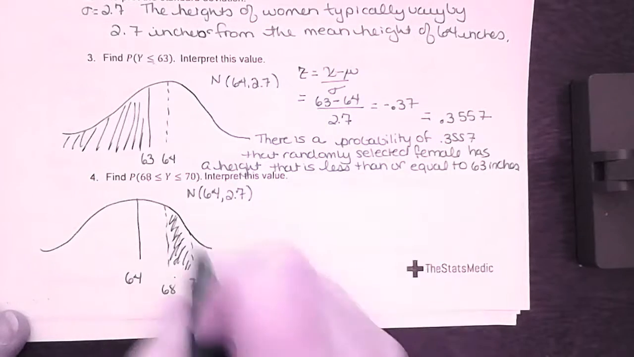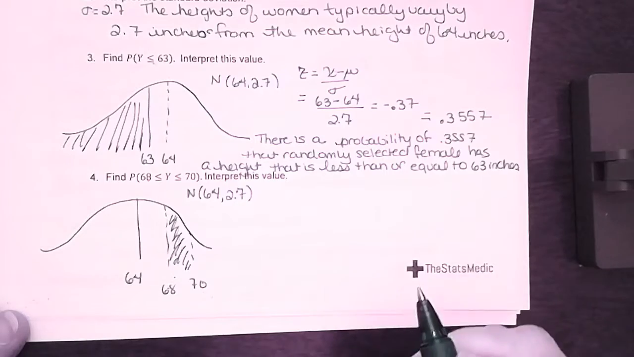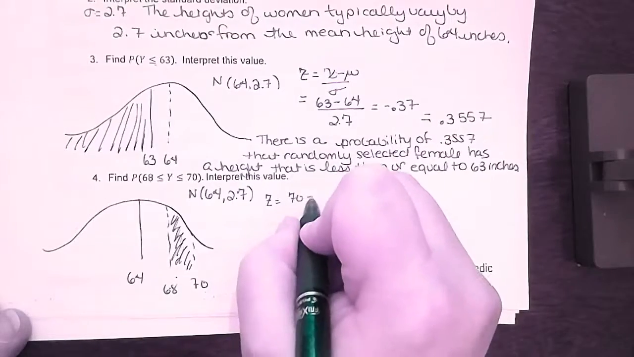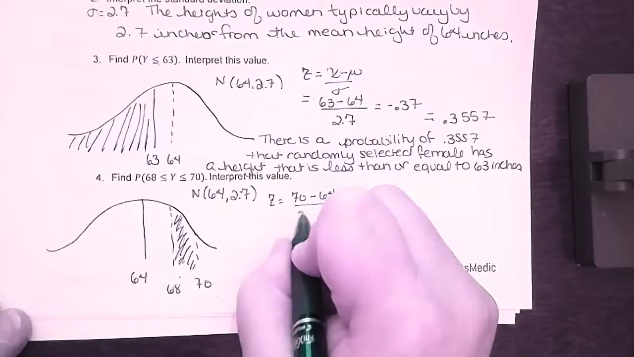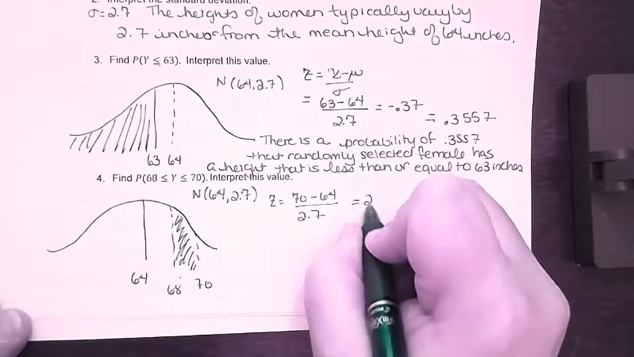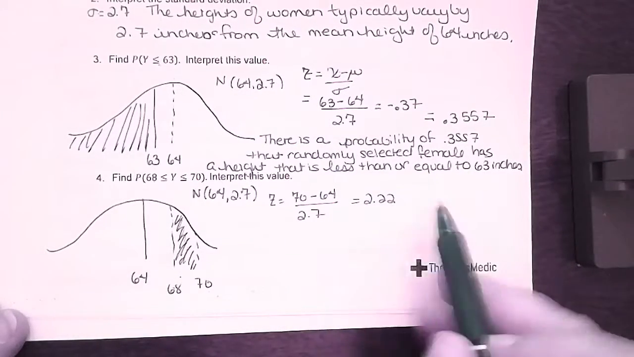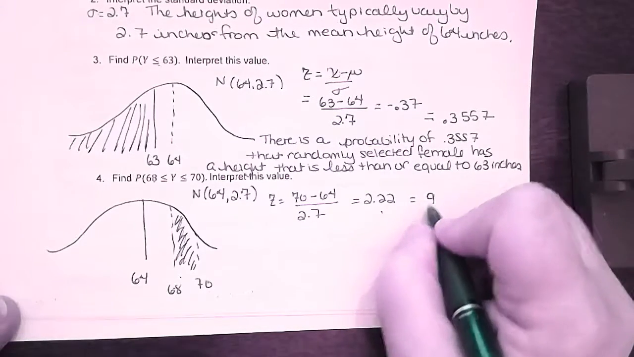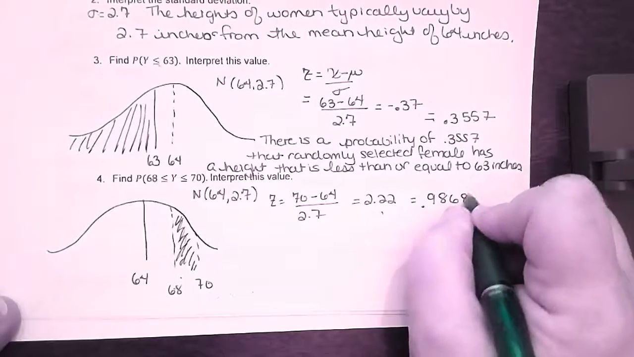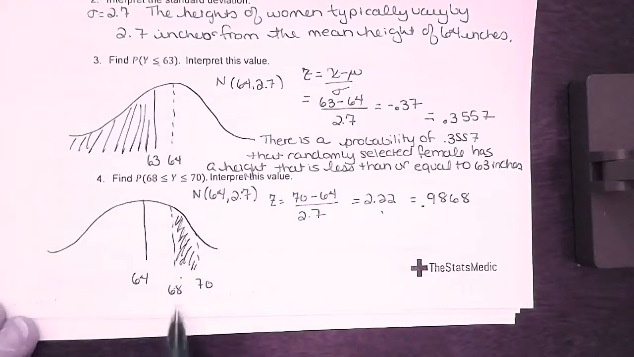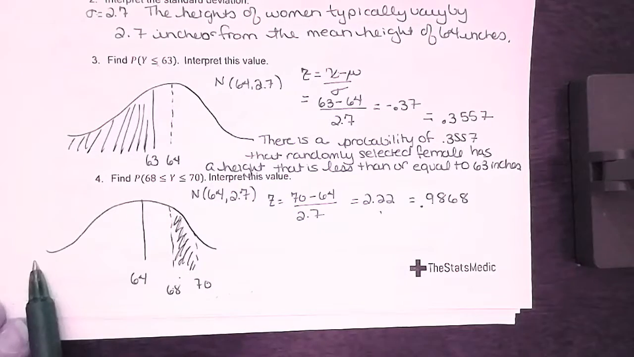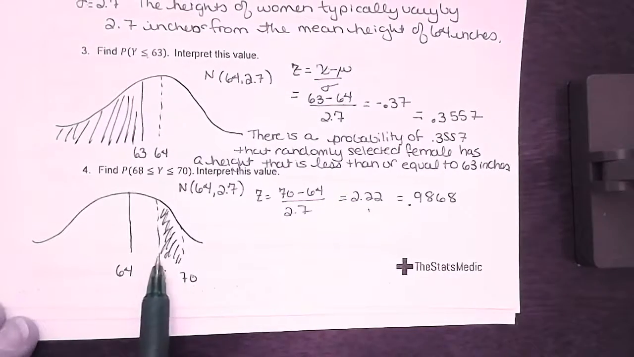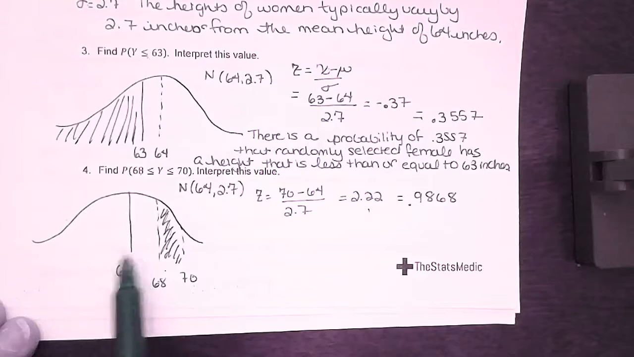And so we're going to find the z-score for 68 and we're going to find the z-score for 70. So the first thing I'm going to do is find the z-score for 70. So I do 70 minus 64 divided by 2.7 and I get 2.22. All right. If I look this up on table A, this z-score, I would get an area of 0.9868, right? That represents the area from this point all the way down. Well, I don't want this whole area. I just want this area. So I have to take away this area right here.